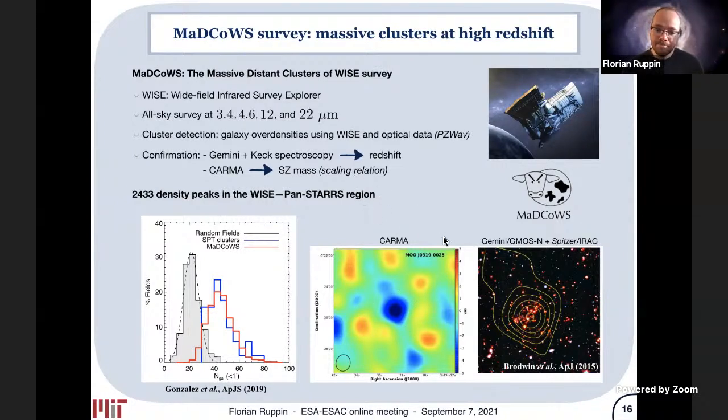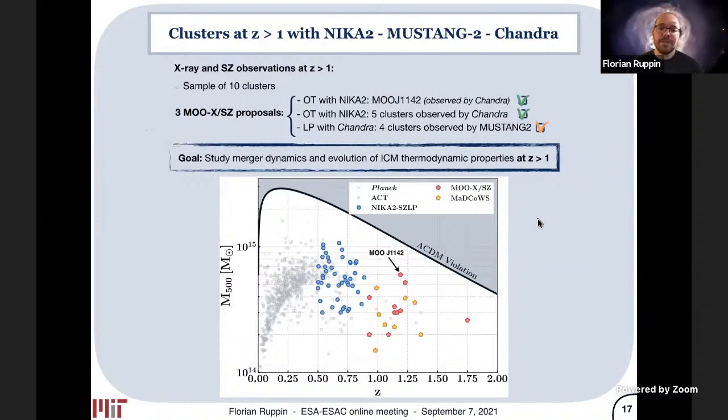And you can see here a typical map obtained in SZ with CARMA, from which we can extract SZ mass for scaling relations. And based on those cluster detections, we have constructed a first sample of 10 clusters to be followed up at high angular resolution in SZ and X-ray using the NIKA2 and MUSTANG-2 SZ instruments and the Chandra satellite. The 10 clusters that we have chosen are shown here in red in the mass-redshift plane. Our goal is to study merger dynamics and evolution of ICM thermodynamic properties at redshift higher than 1. All these proposals have been accepted and all the observations have been completed in 2021, really recently.